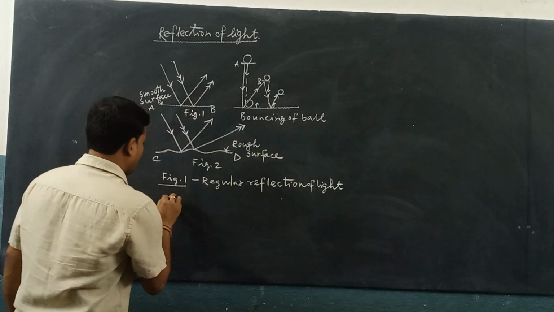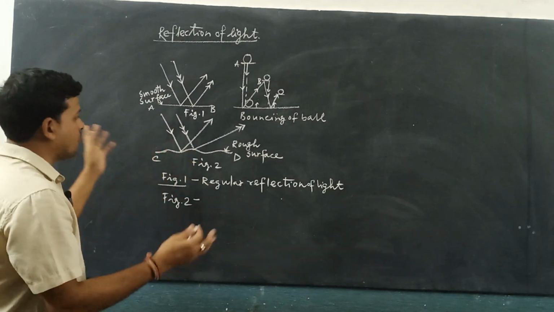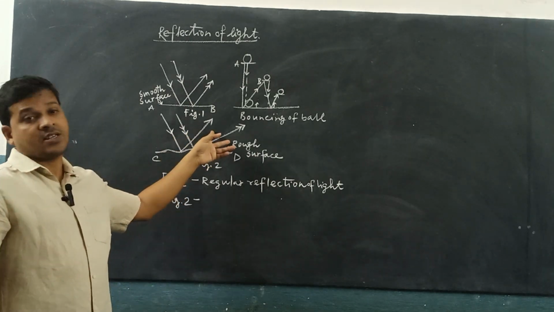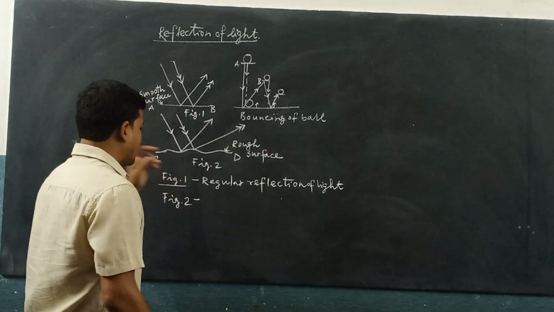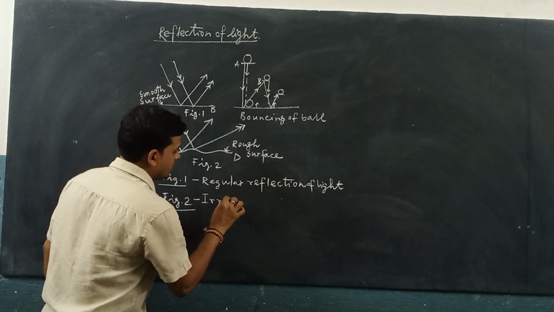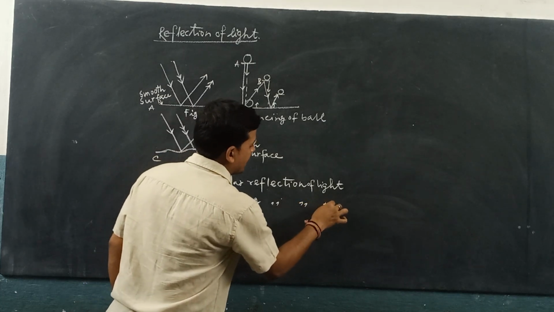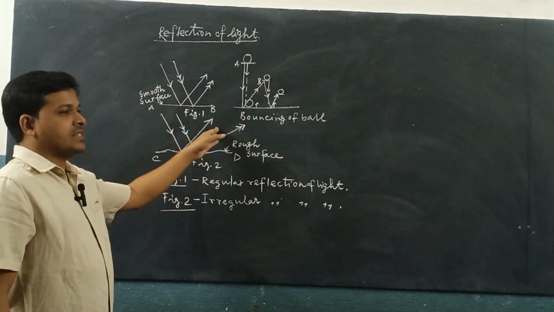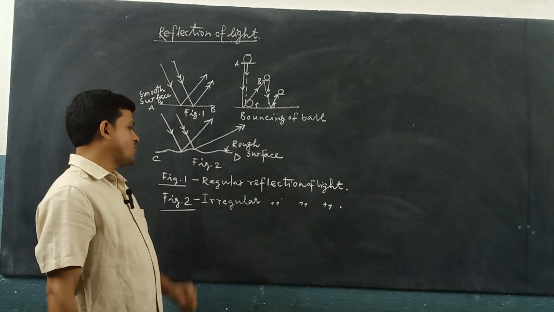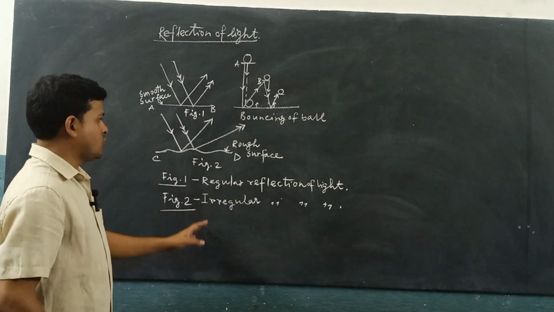In case of figure number 2, the reflected light rays move in different directions. Though the incident beams are parallel to each other, the reflected light rays are not parallel to each other. That is why this is called irregular reflection of light. In a particular direction, the amount of reflected light rays is reduced. That's why it is sometimes also called diffused reflection.